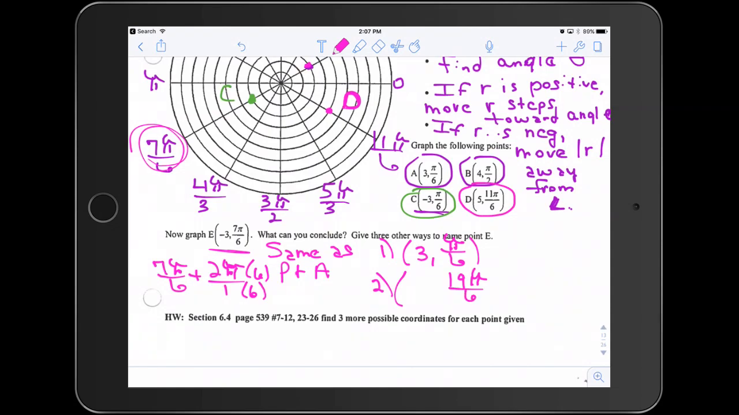So my next point is going to be 19 pi over 6. And now keep in mind that my original point was -3. So if I'm going back to the location of 7 pi over 6, that rotation, I need to make sure I put -3 right here.